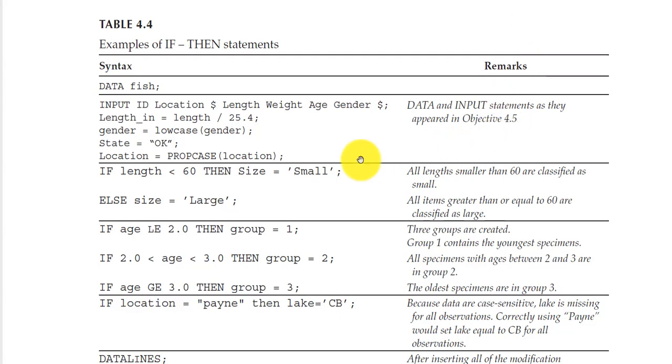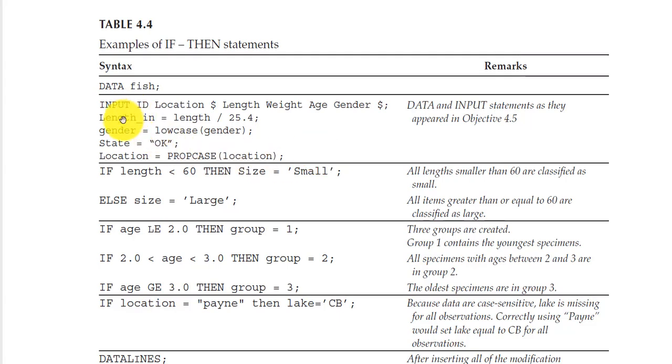So the first part of this, our data and our input statements, are just like we've seen in the previous objectives, most recently objective 4.5. So we input the ID, location, the length in millimeters, weight, age, gender. We had a conversion to length in inches. We did the correction for gender. We included the state variable. Here's a new variable equals text. Location is proper case. So both the lowcase and the proper case here were correcting data entry errors.